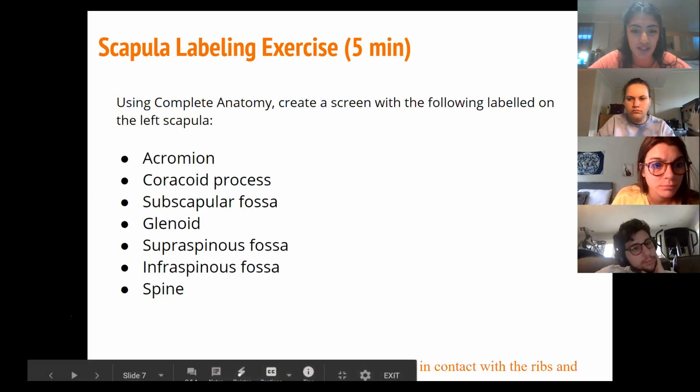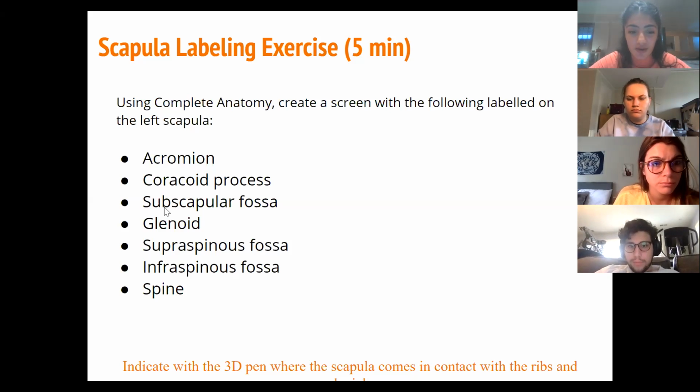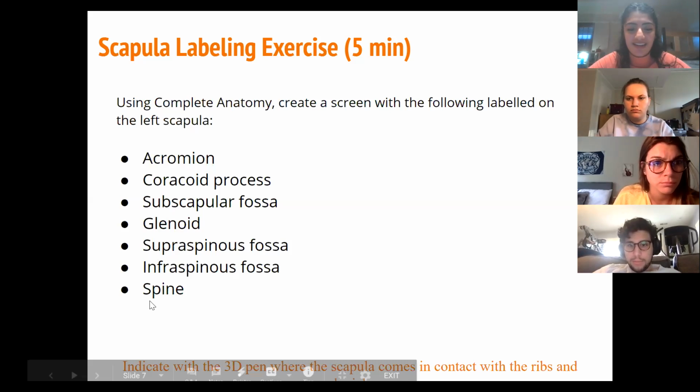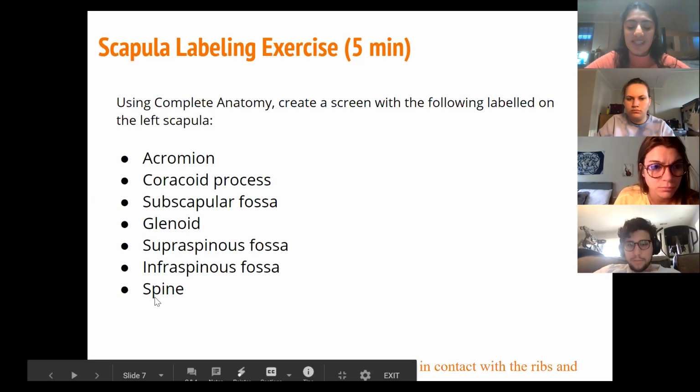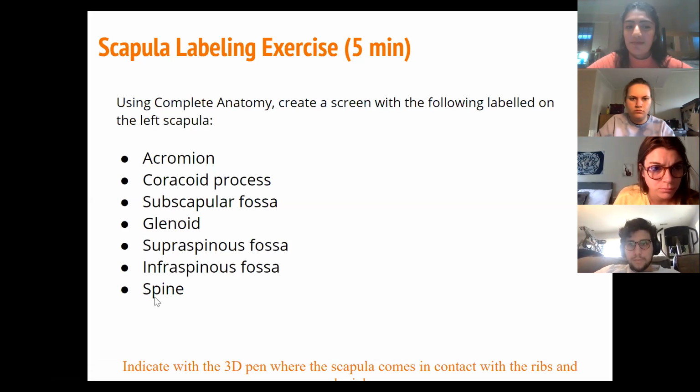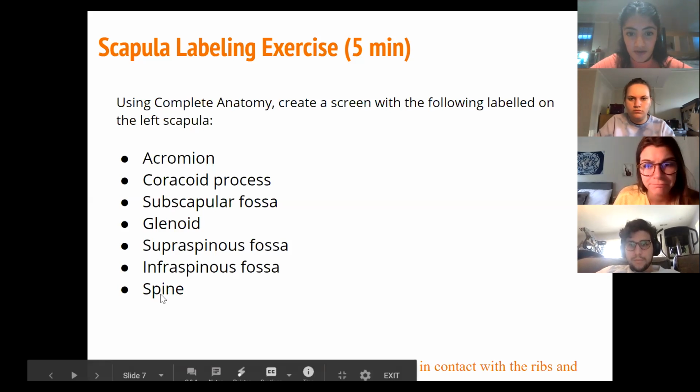This is going to be an individual activity, just to make sure everyone is aware of that. So you're just doing this on your own. Just a little bit of practice with Complete Anatomy, because it's beneficial for us to keep practicing with it. So this is on your own. And if you are having troubles with Complete Anatomy, just send me a message real quick.